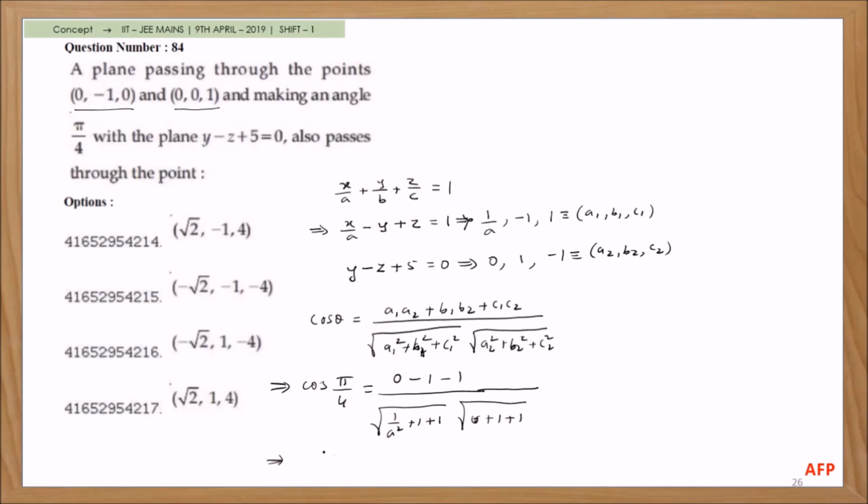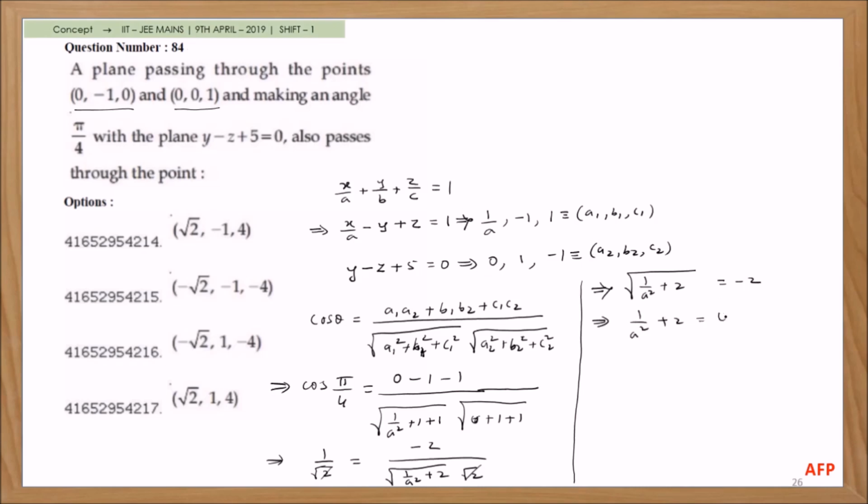So this implies 1 by root 2 is equals to minus 2 divided by square root of 1 by a square plus 2, the square root of 2. It will get cancelled here. So I'll go for simplification here. This implies square root of 1 by a square plus 2 is equals to minus 2. Squaring on both sides, 1 by a square plus 2 is equals to 4. So this implies a is equals to plus or minus 1 divided by root 2.